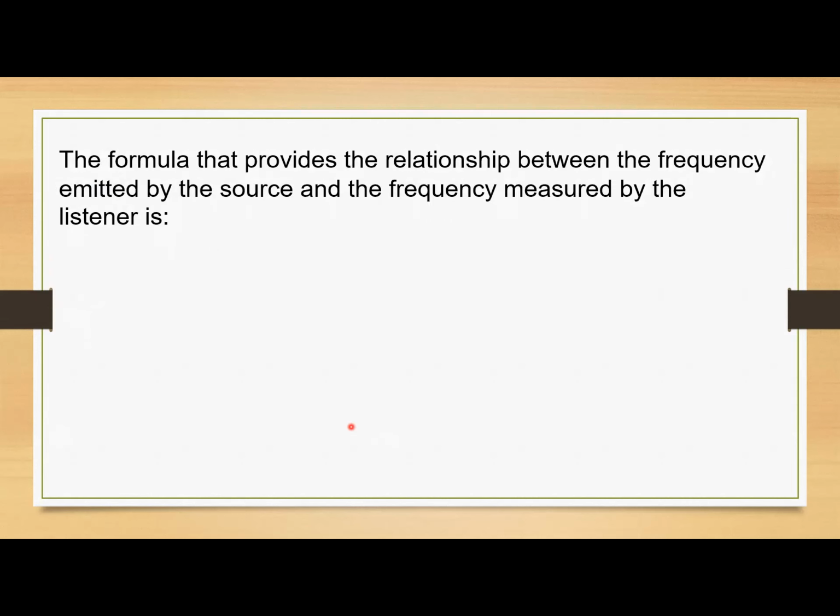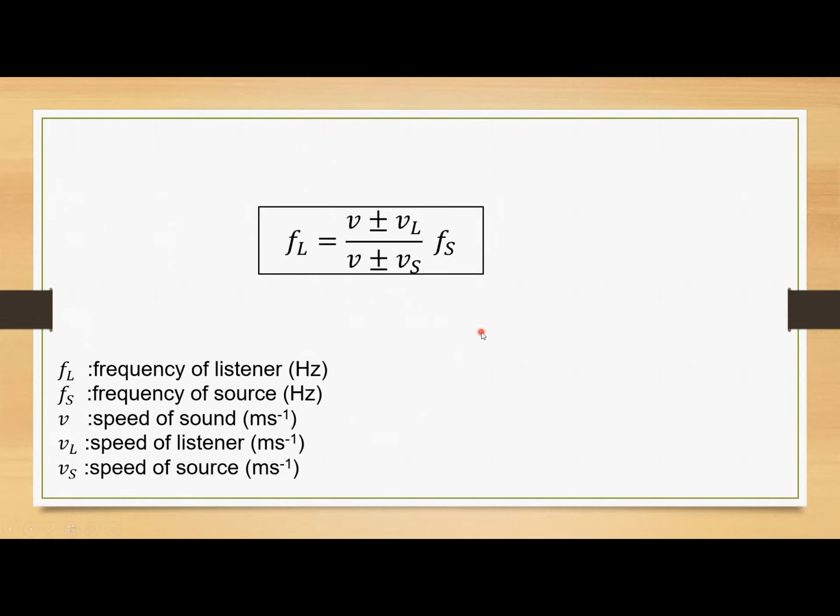Okay. And what is the formula that gives us the relationship between the frequency emitted by the source and the frequency that is measured by the listener? Okay, so this is the equation for Doppler effect. FL is equal to (V plus or minus VL) divided by (V plus or minus VS), all of that multiplied by FS.